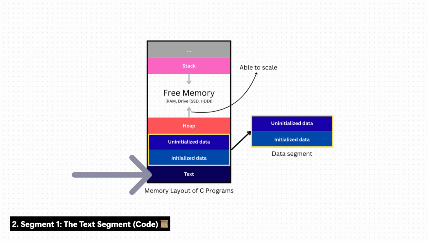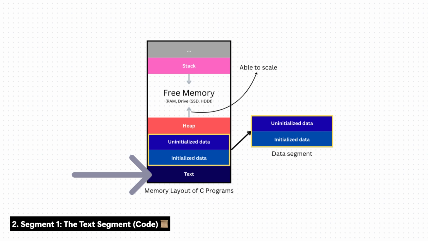2. Segment 1. The text segment, code. What it stores. This segment contains the actual compiled machine code or instructions of your program. The following are its key characteristics. First is fixed size. Its size is determined at compile time.